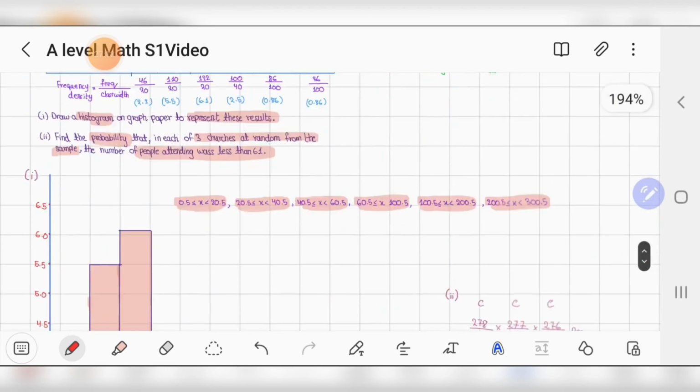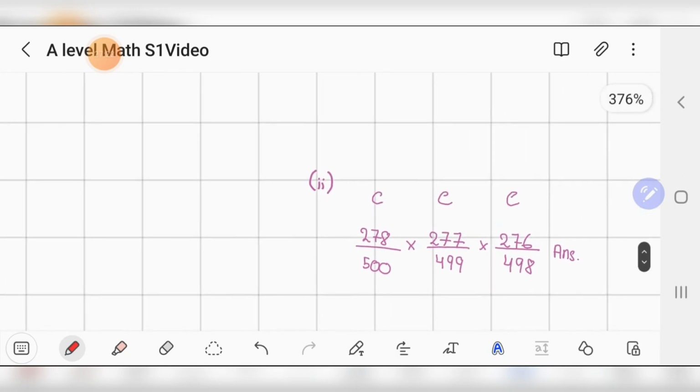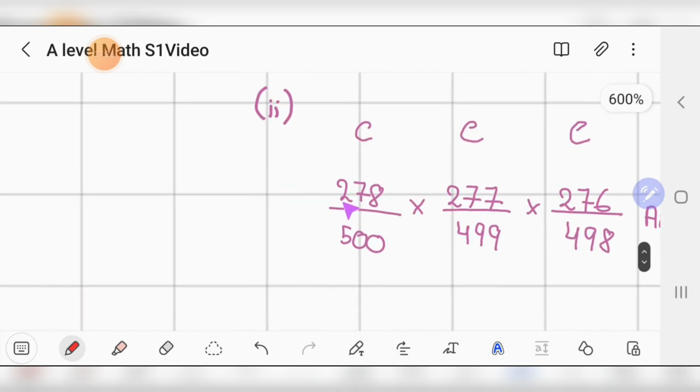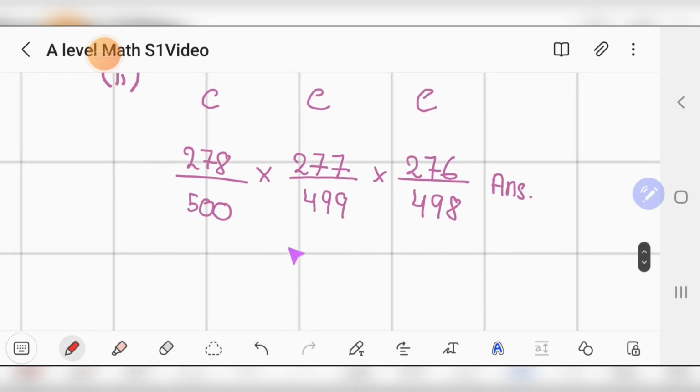So I've done it like this. Three churches are taken as 278 churches, which means less than 61 people were attending. So 278 upon 50, then multiply 277, because one church is taken out, then the same thing as with the total. And then another church is taken out, so 270 upon 498.